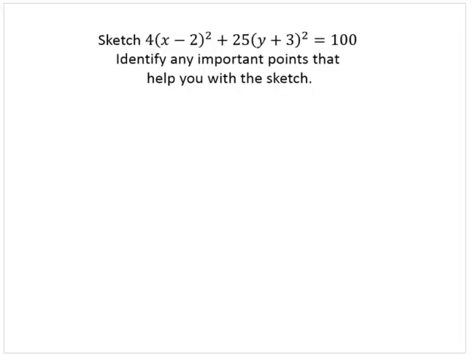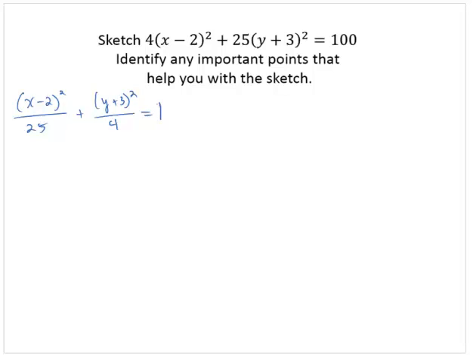Sketch 4 times the quantity x minus 2 squared plus 25 times the quantity y plus 3 squared is 100, and we'll identify any important points. First thing we might notice is that this is the equation of an ellipse, and to put it in a more standard form, let's divide through by 100. That gives the equation (x minus 2) squared over 25 plus (y plus 3) squared over 4 is equal to 1.